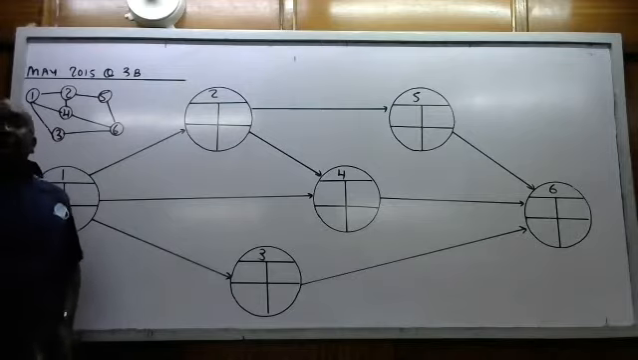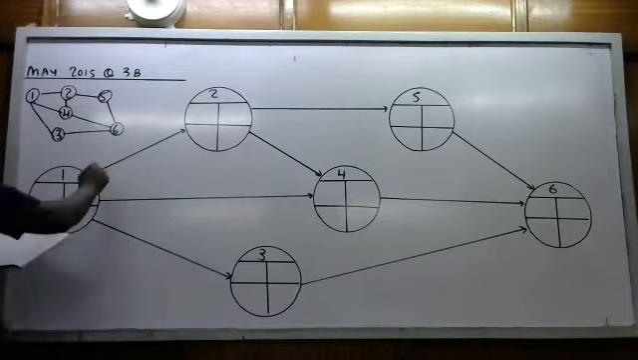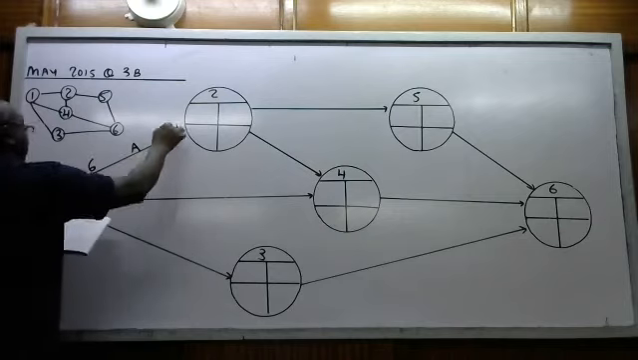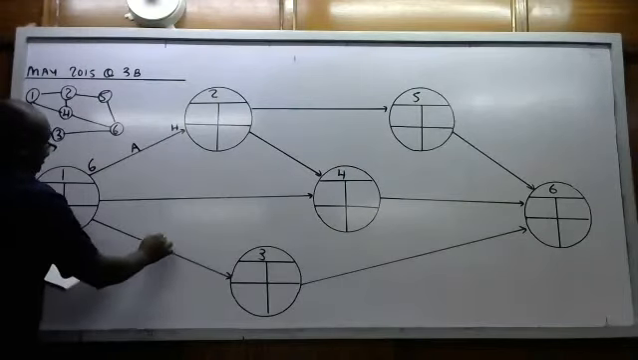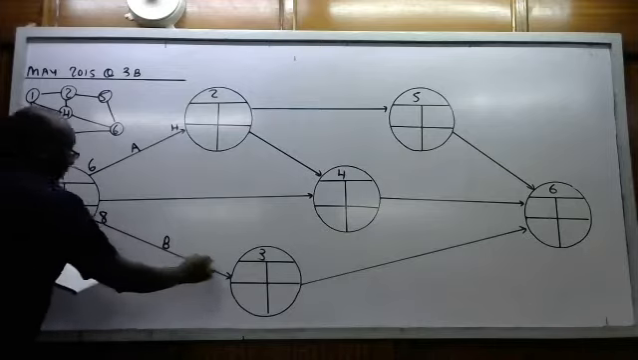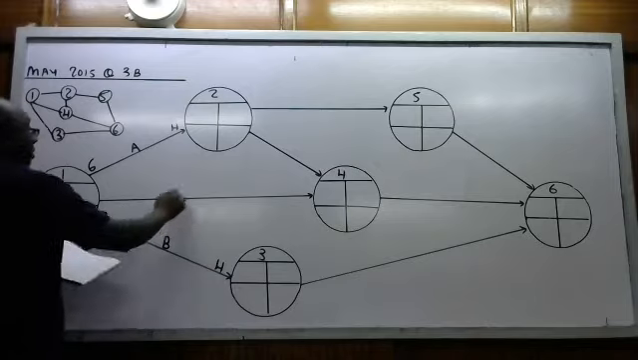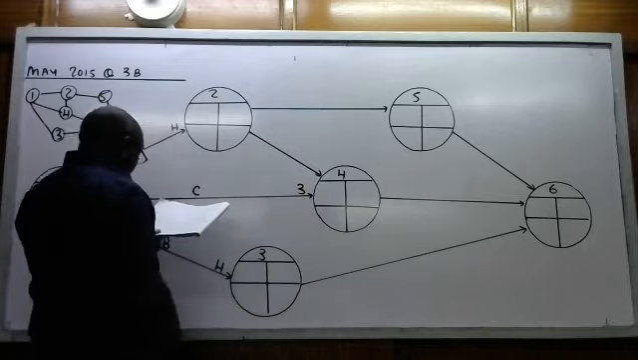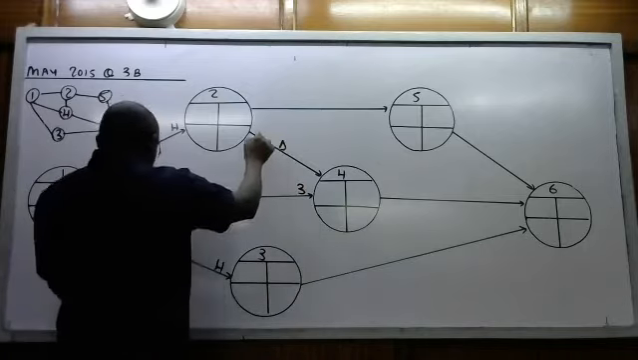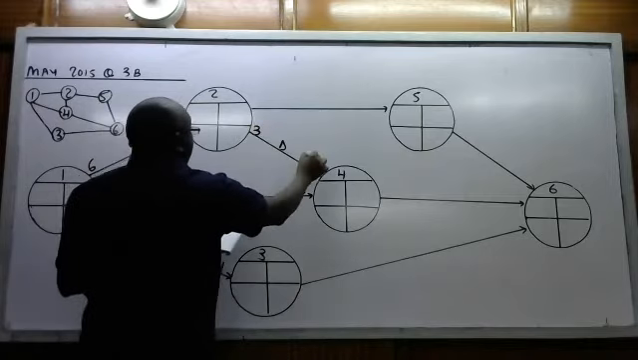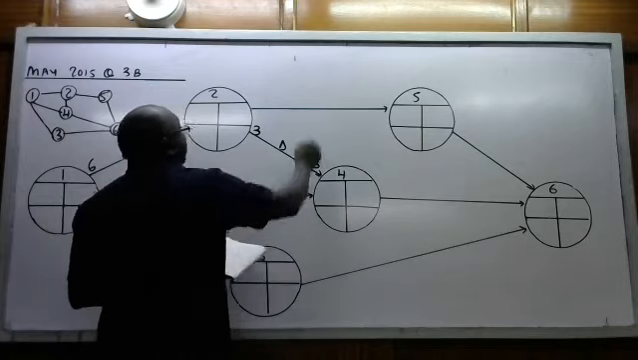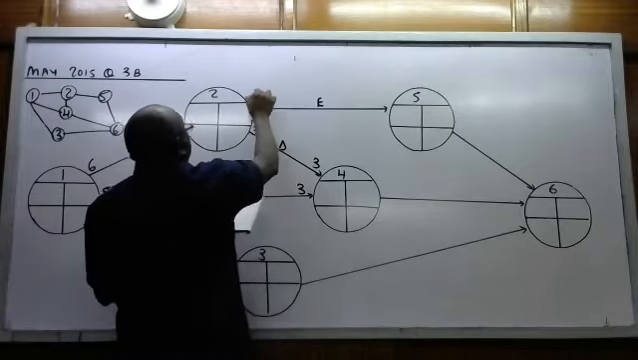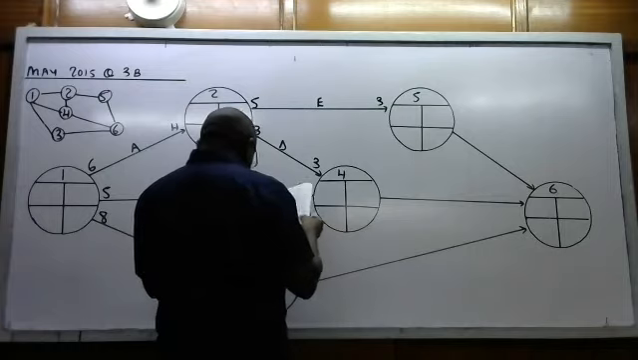So I can now label using alphabets. 1 to 2, I will call it A, and the times are 6 and 4. 1 to 3, I will call it B, and the times are 8, 4. 1 to 4, I will call it C, and the times are 5, 3. 2 to 4, I will call it D, and the times are 3, 3. 2 to 5, I will call it E, and the times are 5, 3.